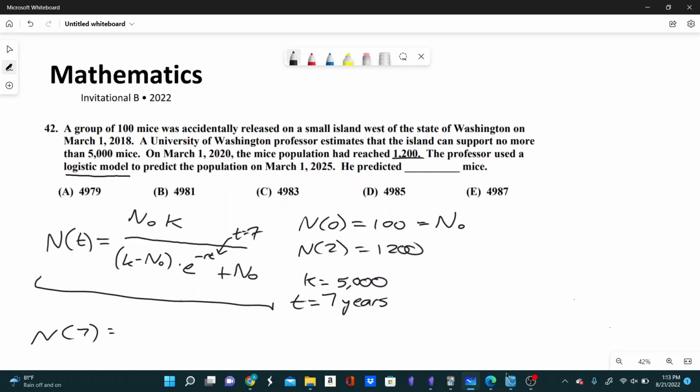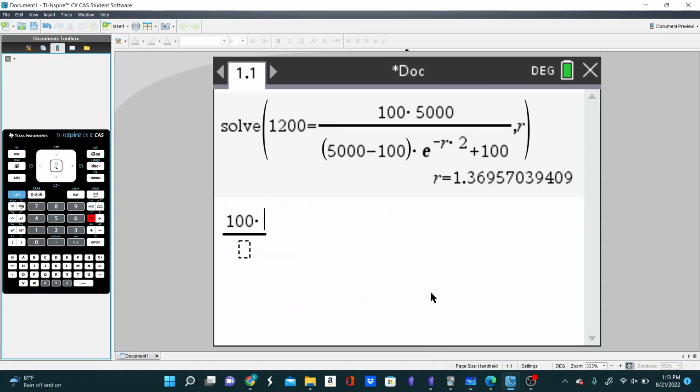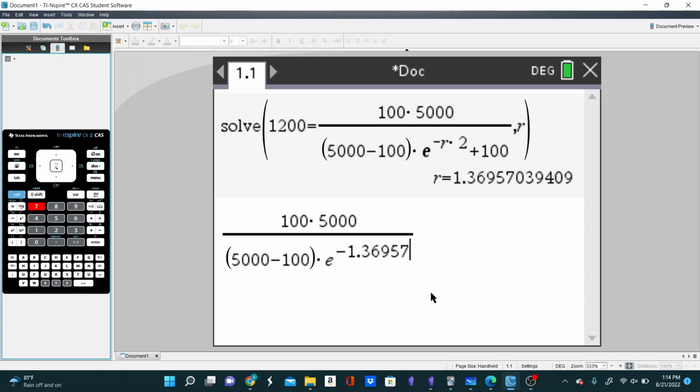So my initial population is 100. My carrying capacity is still 5,000. And then in the denominator, 5,000 minus 100 times e to the negative 1.36957, I'll just use that many digits, times the time, which we know is 7 years, because that's what we're looking for. And then always add the initial population. And hopefully this will give us a positive number for the population.